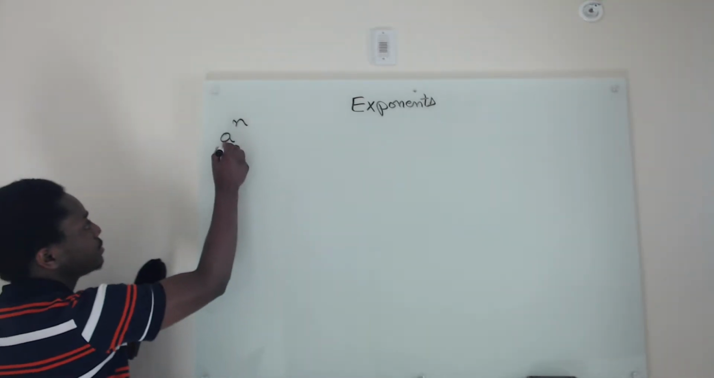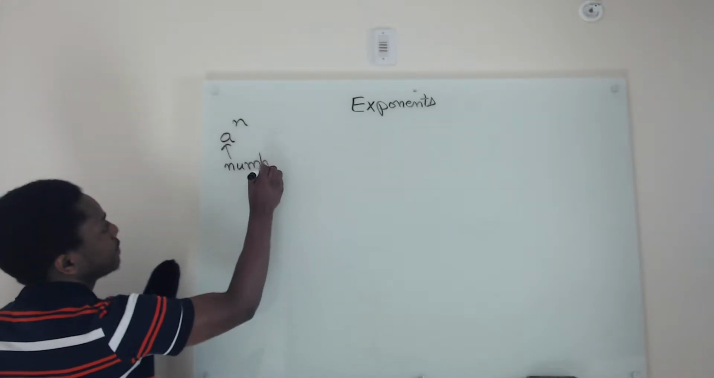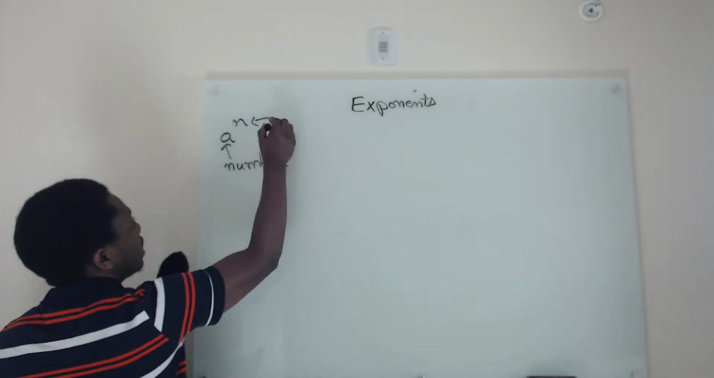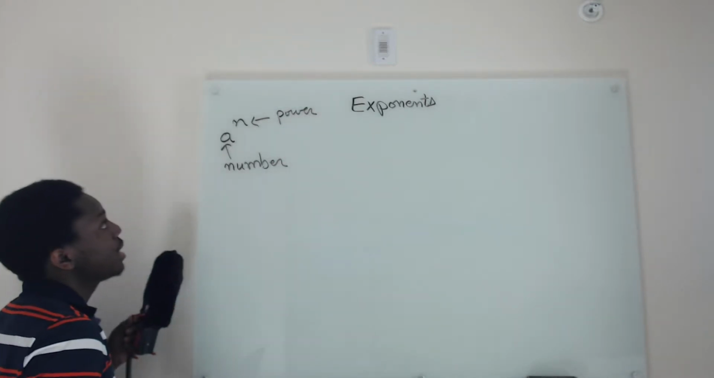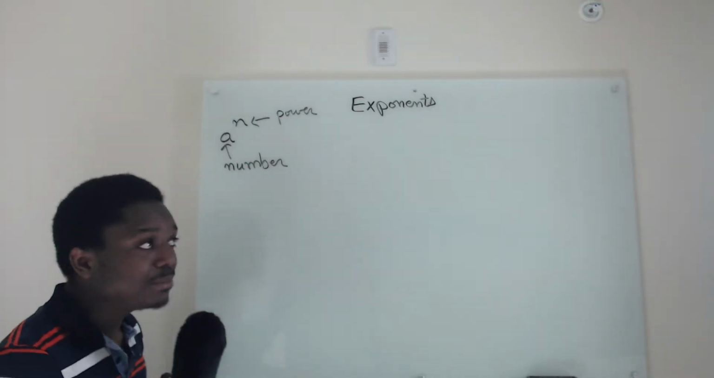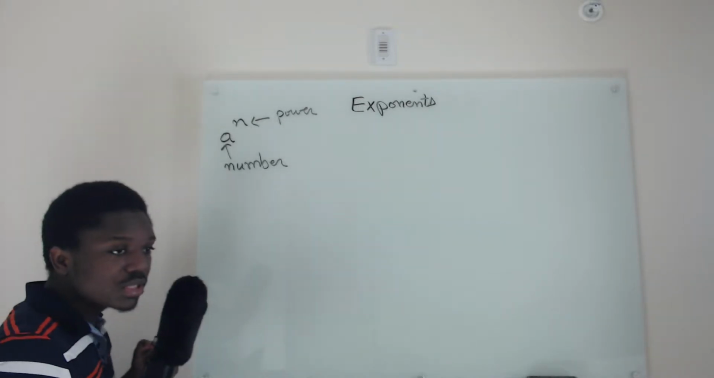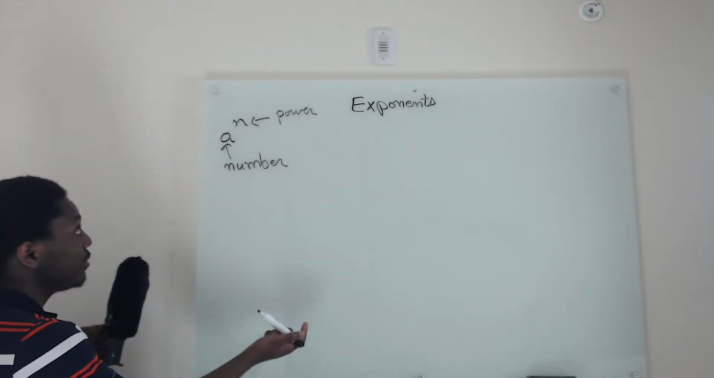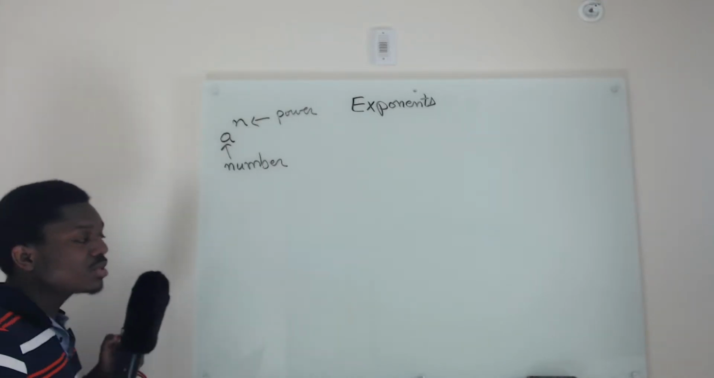So a is a number, okay, and n is the power, okay. So n represents the number of times this number a is being used in a multiplication.